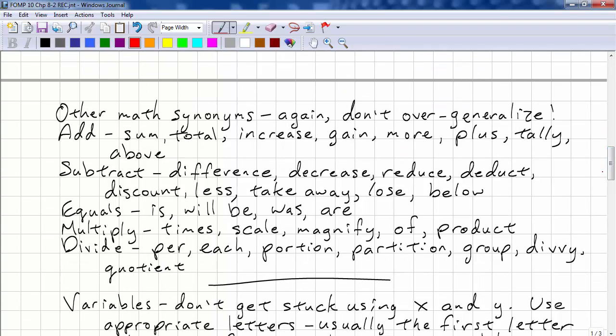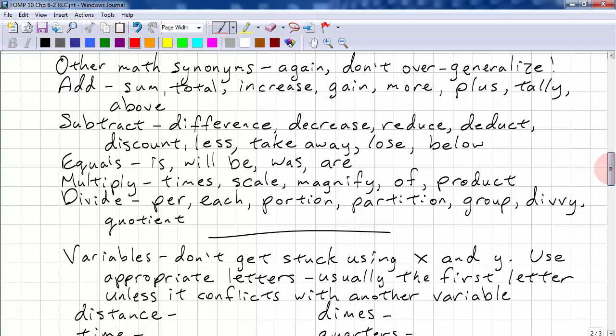Here's a list of math synonyms. You can't overgeneralize again, but usually sum, total, increase, gain, more, plus, tally, above, these all mean add. And difference, decrease, reduce, deduct, discount, less, take away, lose, below, that generally means subtract. And when you're reading the words, when you see is, will be, was, are, that means it's an equal sign. So put your variable down. If you see these words, put an equal sign and try from there.